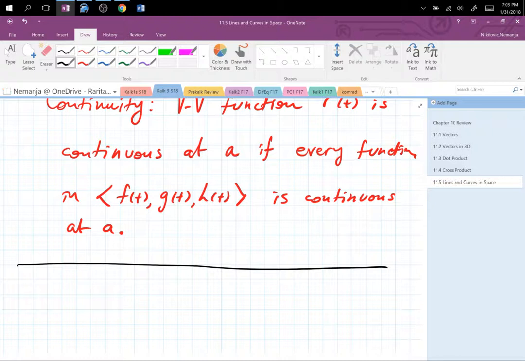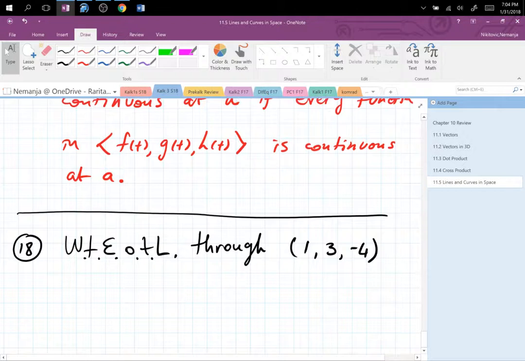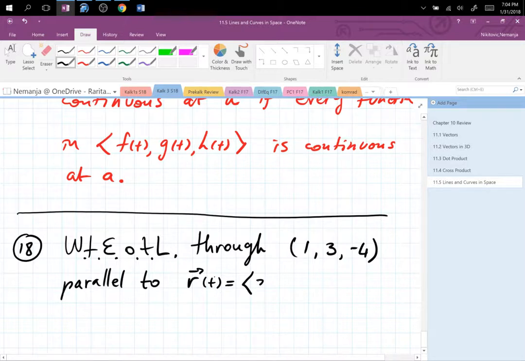So problem 18 is a beautiful problem. Find the equation of the line through the point 1, 3, negative 4, parallel to the line r of t equals 3 plus 4t, 5 minus t, and 7.